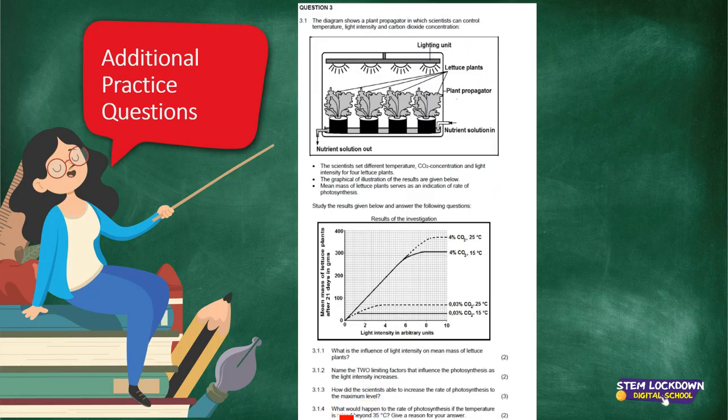The last question: what would happen to the rate of photosynthesis if the temperature is raised beyond 35 degrees Celsius? Give a reason for your answer. So guys, all these questions are related to what we have covered throughout our lessons of photosynthesis.